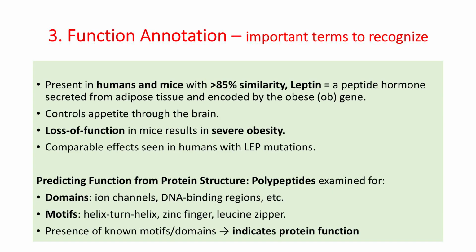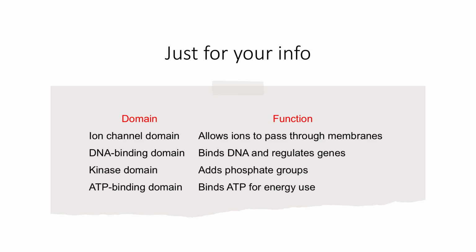Predicting protein function involves examining polypeptides, motifs, and known domains, which indicate protein function. Different domains have specific functions. Ion channels allow ions to pass through membranes. DNA-binding domains regulate genes. Kinase domains add phosphate groups, and ATP binding domains bind ATP for energy use.